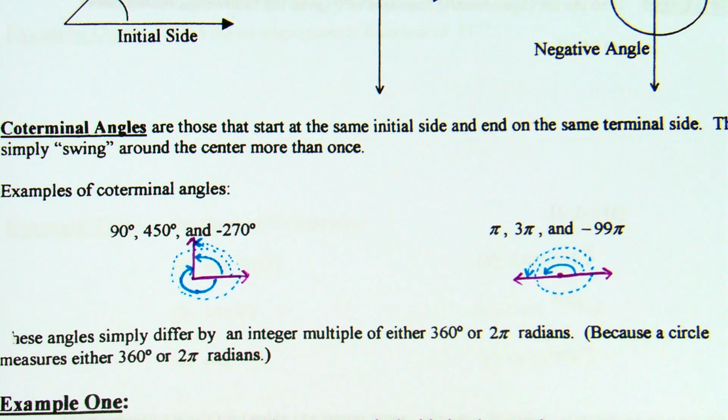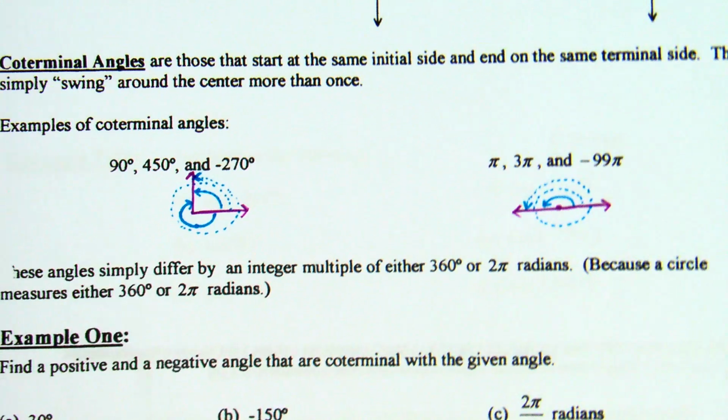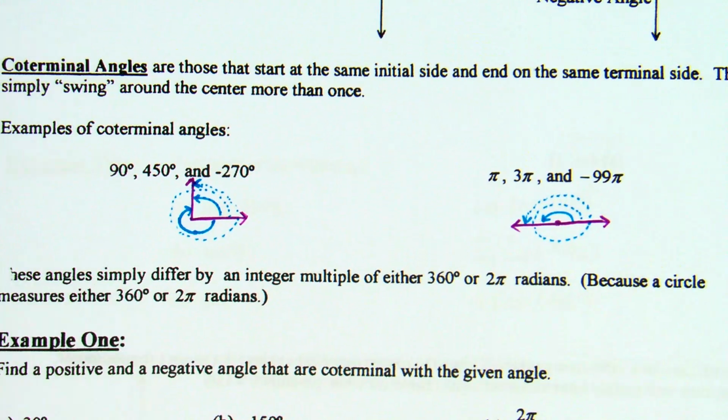2 pi is not listed on this one, but realize that's what it is. And you're welcome to write 2 pi on there if that makes you more comfortable. Okay, questions on what I was doing there? Again, because we're understanding how the unit circle works. Now, there's a side note down there. These angles simply differ by an integer multiple of either 360 degrees or 2 pi, because each time you go around, you're adding 360 or 2 pi. And as it says, because a circle measures either 360 degrees or 2 pi radians.